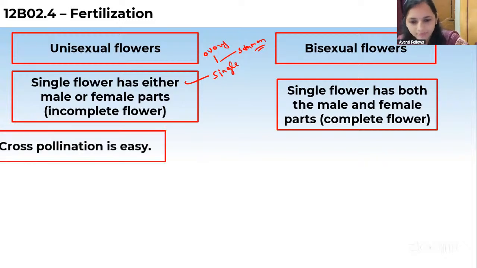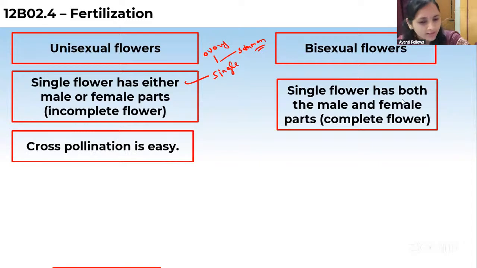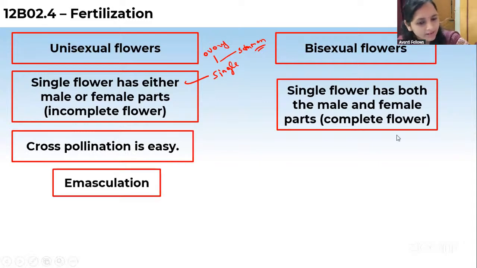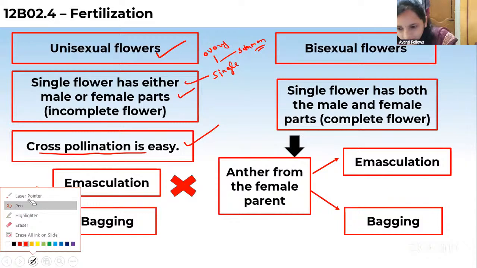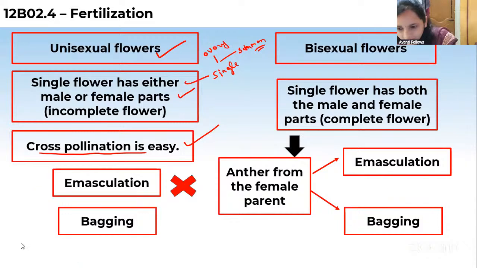And the bisexual flower, you know, a single flower has both the male and female parts, and it is called a complete flower. See here, in the unisexual flower, it is having either male or female. In that, cross pollination will be very easy. What we will do is, for example, this flower is there. One minute, I will tell you this. First, you make a note of this. In the next diagram, I am going to tell you.